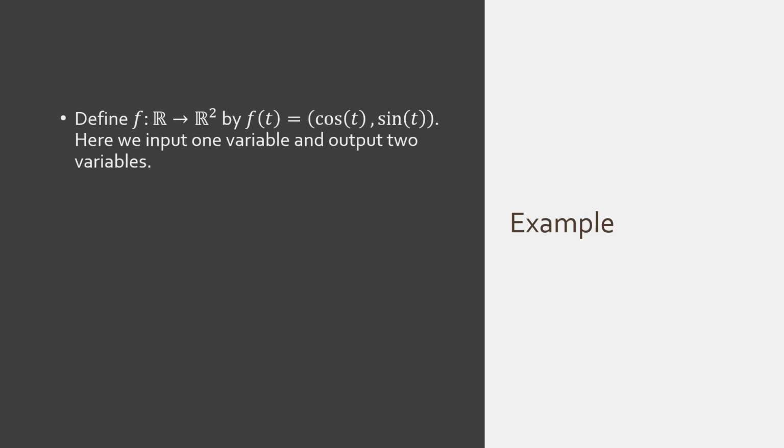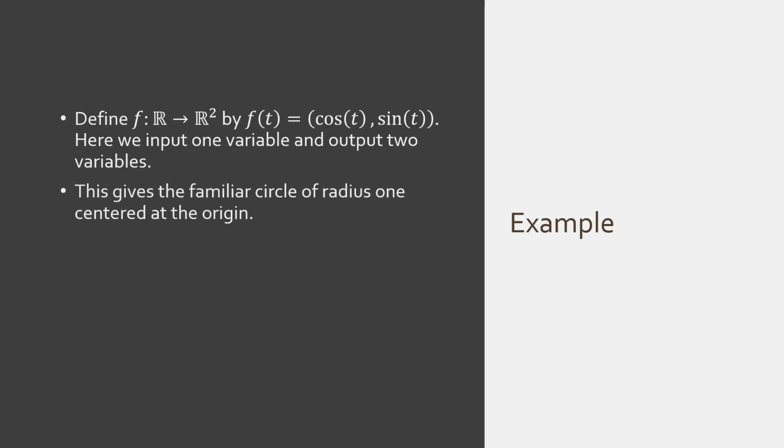In this case, we're going to have one input variable t, and we're going to have two different outputs. Notice we input t and we output the ordered pair cosine of t and sine of t. So one input variable, two output variables. If we think about what we're getting from this, this is really just the familiar circle of radius 1 centered at the origin, because we're inputting t, which we can think of as an angle, and then cosine t, sine t is just the xy coordinates on the unit circle.